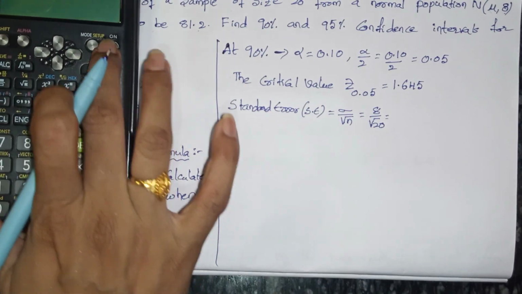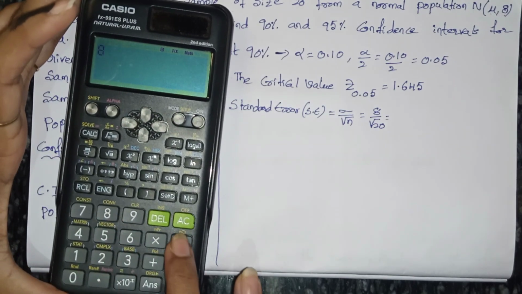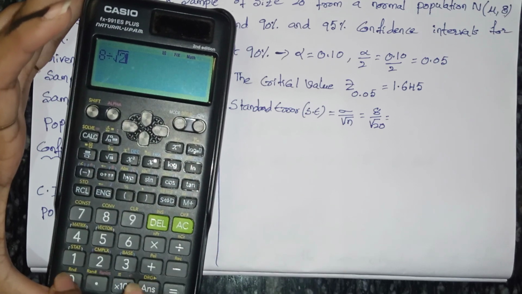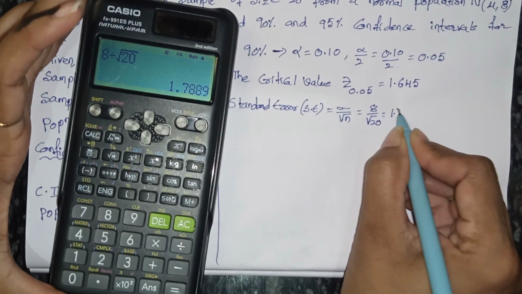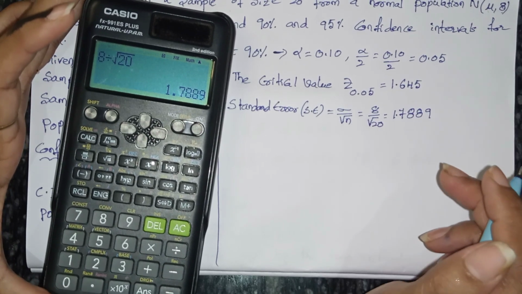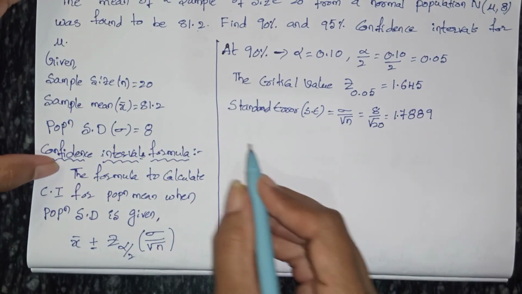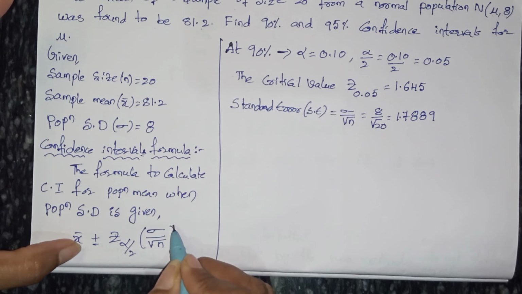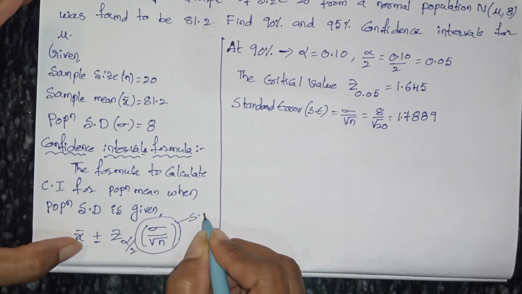So sigma by root n is 8 divided by root 20, which is 1.7889. Now again see, as I told you, this part is called the standard error. Sorry, this part, sigma by root n, is called the standard error.